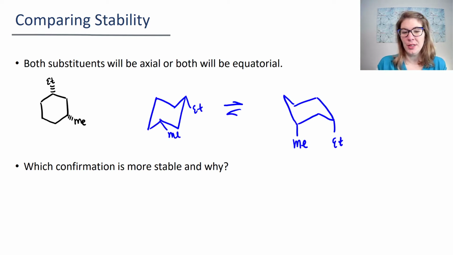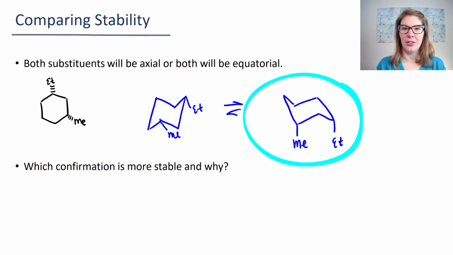All right, so I drew these really quick. I want to look now at which conformation is going to be more stable. The one that's going to be more stable in this case should be kind of clear. Here, if we look at the conformation on the right-hand side, you have two substituents that are axial. That means you're going to have some serious 1,3 diaxial interactions.